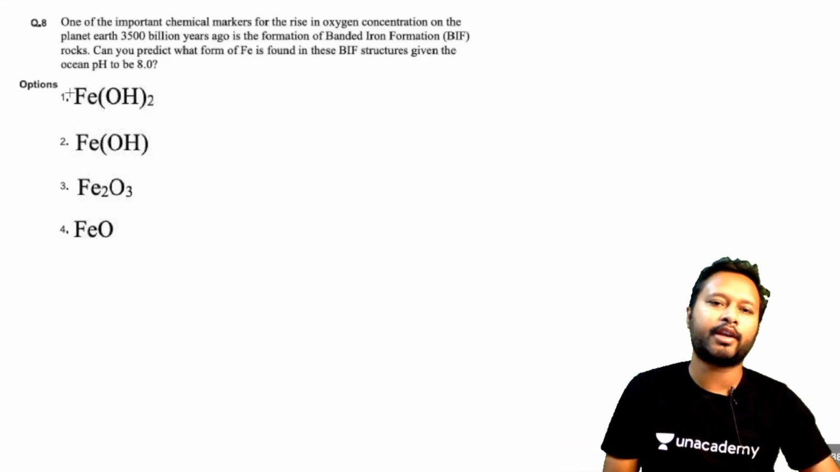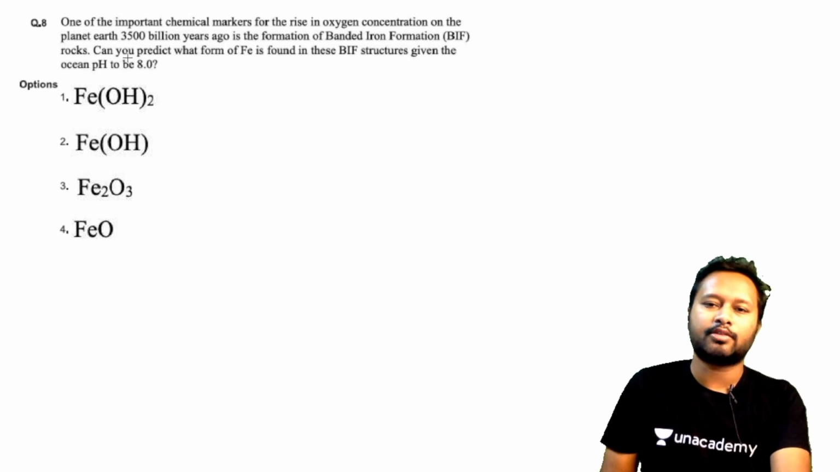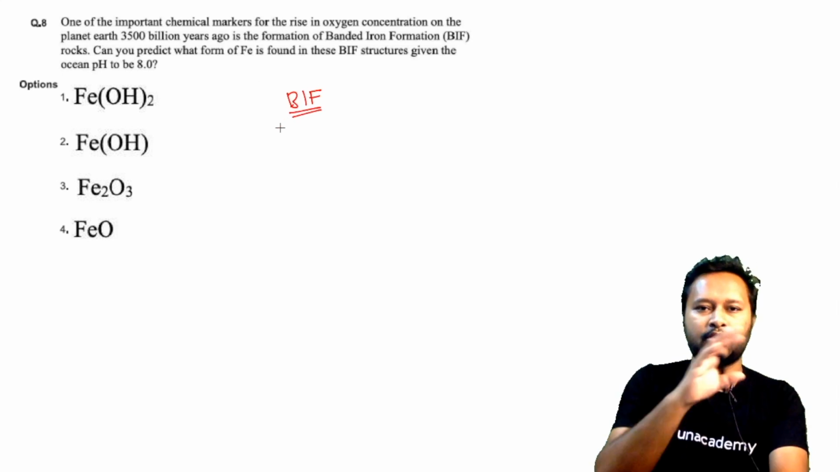It says one of the important chemical markers for the rise of oxygen concentration on planet Earth 3500 billion years ago is the formation of banded iron formation rocks, which are also called BIF rocks. Okay, now can you predict what form of iron is found in these BIF structures given that the ocean pH is 8? Okay, so for this type you should know what BIF bands are. I'll show you the image of how it looks.